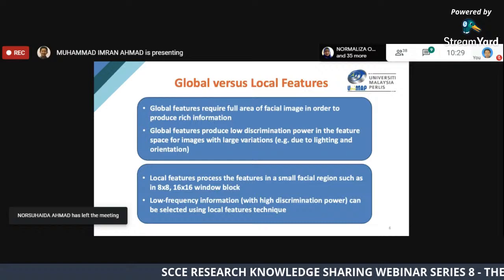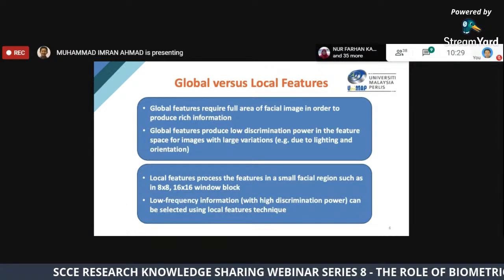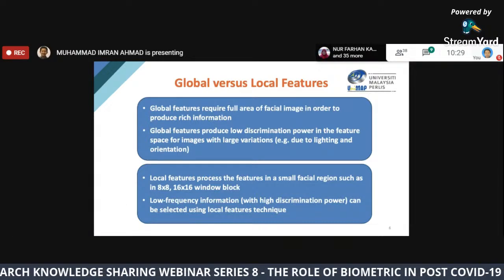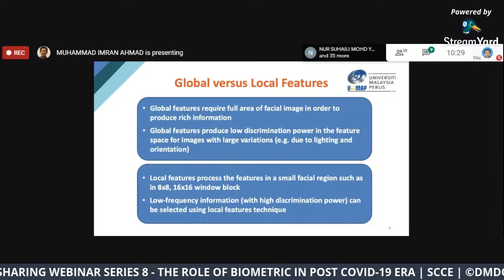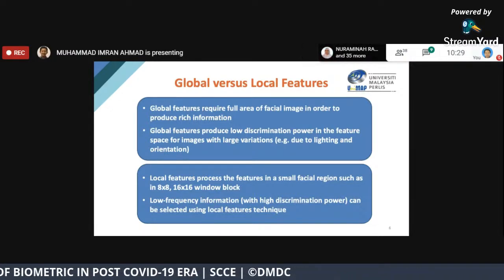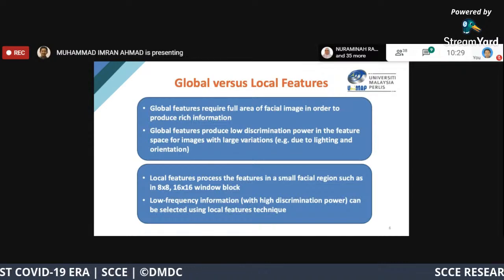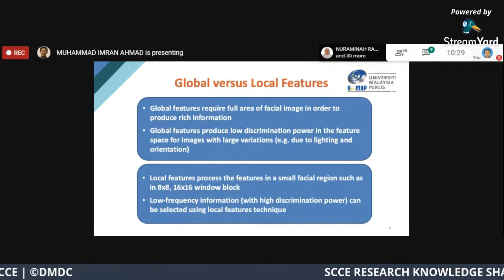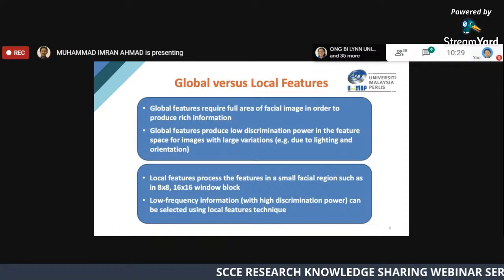So this is very common when you use global features. Okay. So now, what are the local features? We want to see the local features from the image that I showed you just now. Okay, we have the forehead here. We have the eye, shape of eye, nose, and everything.